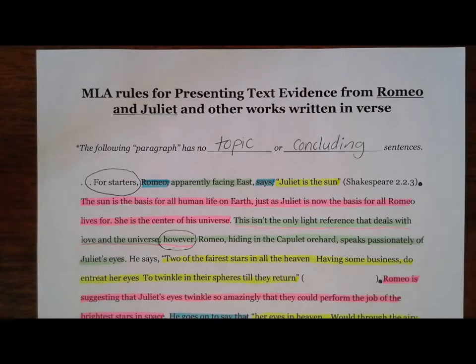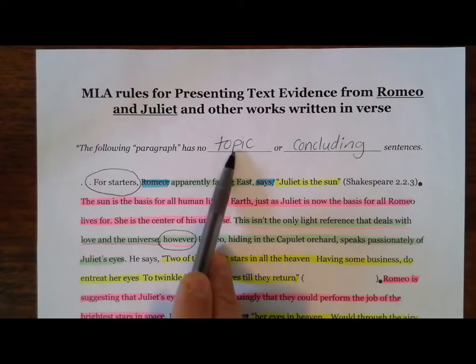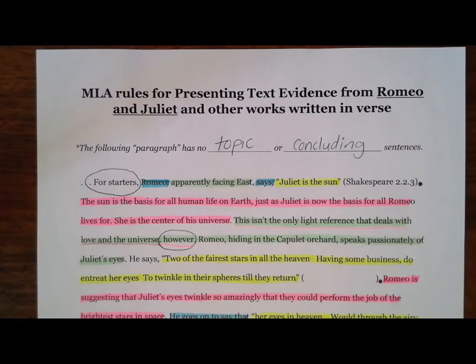It reads like this. I'll read it as quickly as I can just so everybody has at least read it once. By the way, there's no topic sentence or concluding sentence in this. This is just flat out plain old text evidence presented. And it's about light references in the balcony scene that deal with love in the universe, or just light references anyway, images of light.